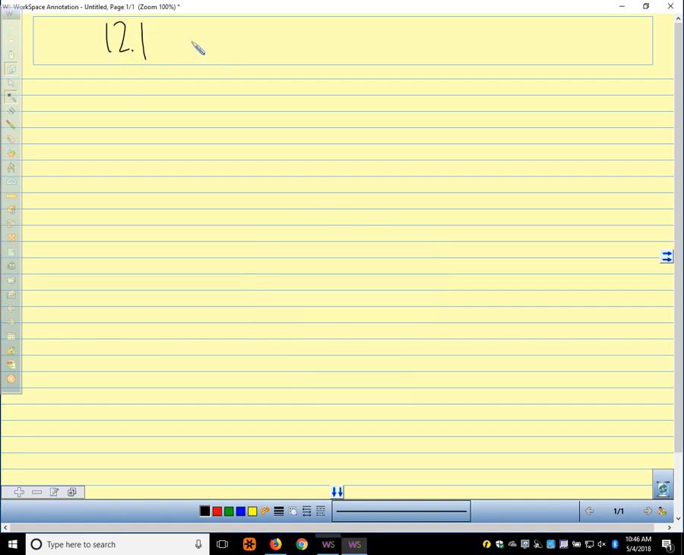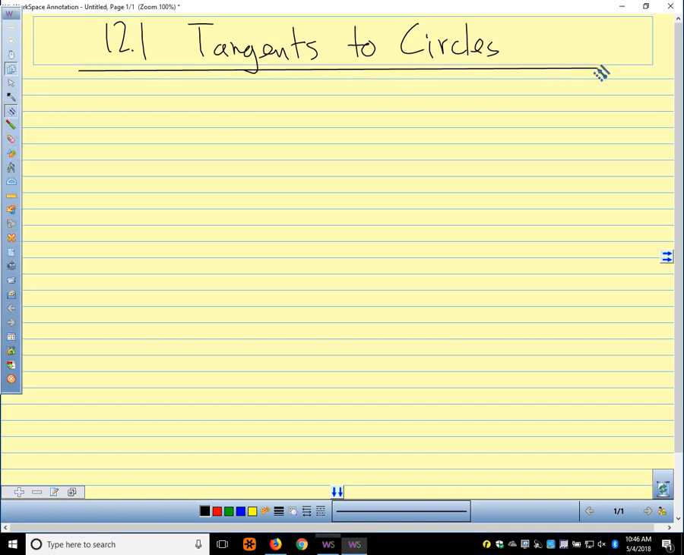So we're in section 12.1. Tangents to circles.